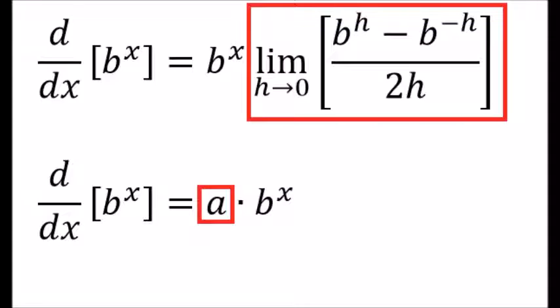As just mentioned, that limit is a scale factor whose value depends on choice of base b. Using notation consistent with what we've already seen, the general form of an exponential function is a scale factor a times base b raised to the x. The scale factor a is boxed in red.